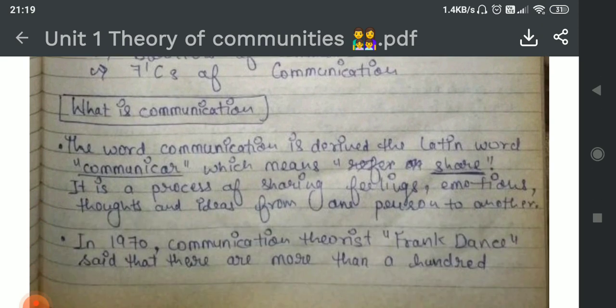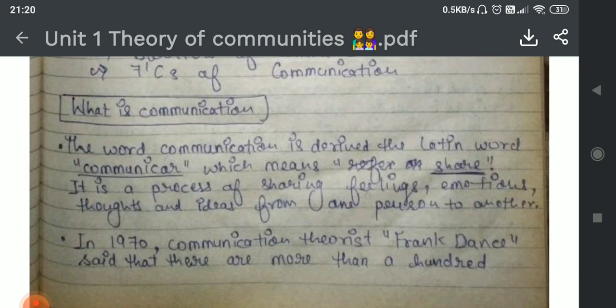So first one is, what is communication? The word communication is derived from a Latin word, communicare. Now what does communicare mean? Communicare means sharing, right? So simply it is a process in which we share our information, feelings or thoughts from one person to another person. So generally sharing our emotions, feelings, thoughts and ideas is communication. Easy peasy, right?